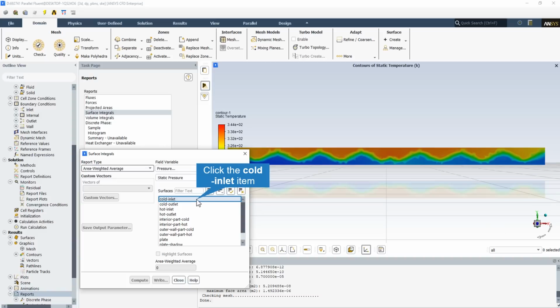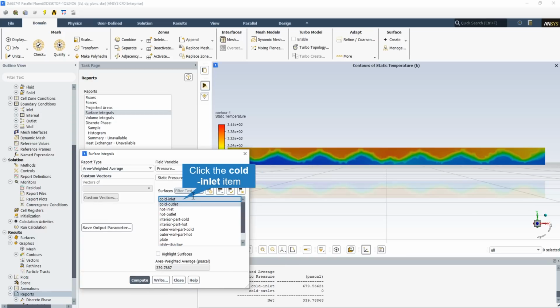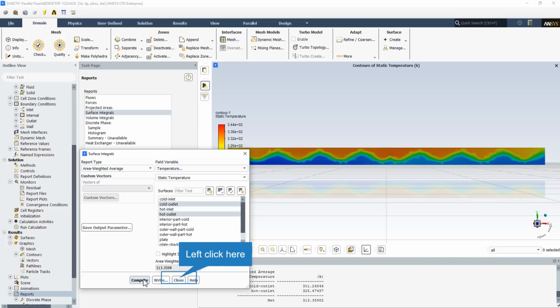Through the report section, by selecting the surface integral and identifying the area weighted average in the report type, we are able to obtain all the reports by just specifying the field variable. For example, suppose that you are going to obtain the pressure drop in the hot or cold zone. The pressure drop in the cold zone is equal to 679 Pascal. Also, we can check the outlet temperature from the cold outlet and also the hot outlet.